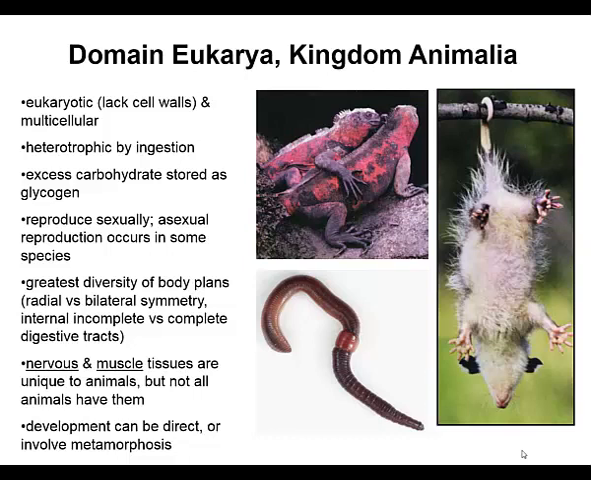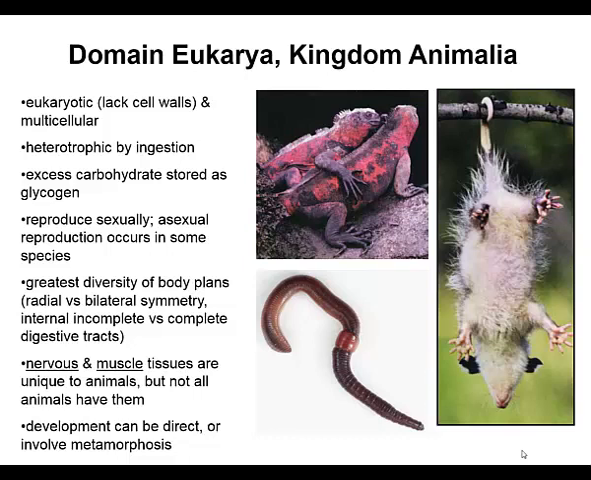So going through what I like to call our laundry list of characteristics, here we are again in domain Eukarya with Kingdom Animalia. These are eukaryotic multicellular organisms, and their cells lack cell walls. They are heterotrophic by ingestion. Their excess carbohydrate is stored as glycogen. We're going to talk more about glycogen as a storage carbohydrate when we do human nutrition.